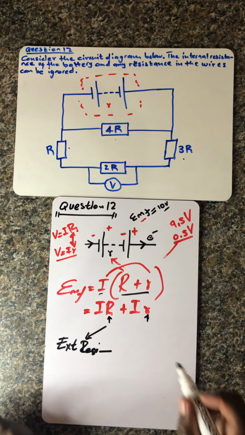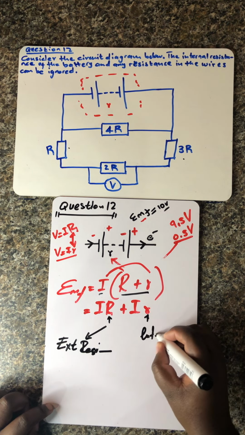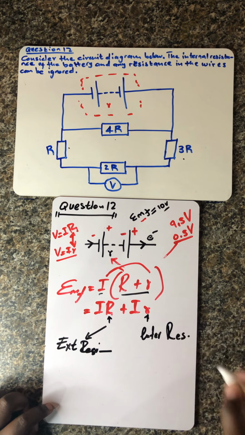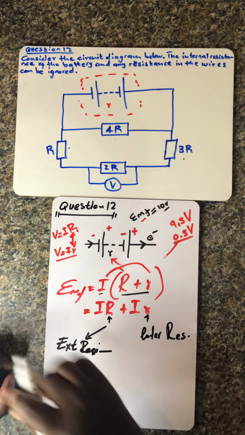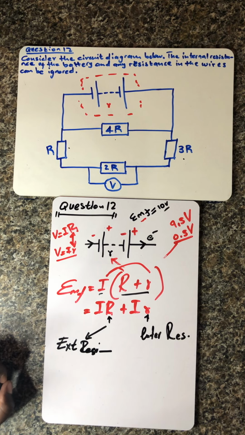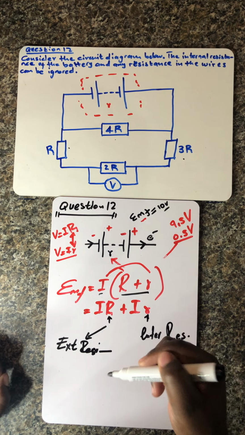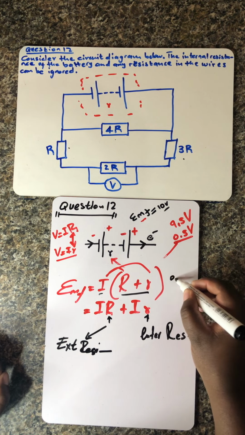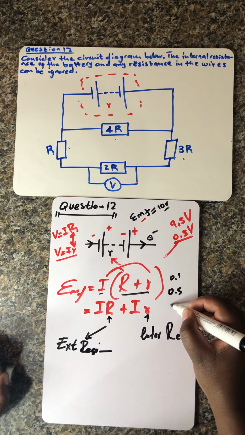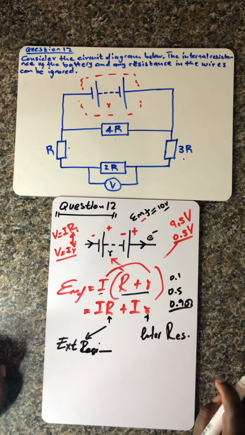We've got small letter r. What is this small letter r? It is the internal resistance, the internal resistance of the battery. Very, very much important that you understand the difference between the two. If the internal resistance of the battery is given as a certain amount, which could be 0.1, 0.5, 0.9, whatever it is, that means not all of the EMF will be used.